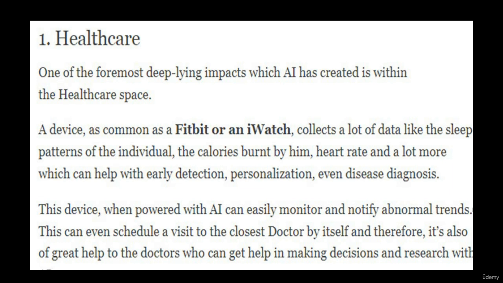A device, commonly a Fitbit or iWatch, collects a lot of data like sleep patterns, individual calorie burn, and heart rate, and a lot more, which can help early detection and personalized treatment of disease. It helps doctors and healthcare professionals who work in health-related areas, and with AI they can monitor and easily detect and diagnose diseases with the help of artificial intelligence.